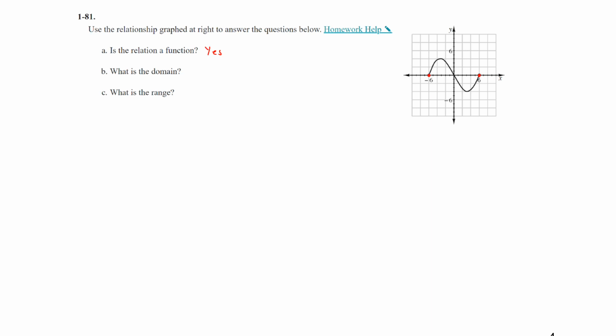And then what is the domain? Your domain is your x values. As you move across this graph, you start at -6, and you hit all these numbers until you get back to 6. So your domain represents all those numbers between -6 and 6. You can write it out that way. You can use words and say, the domain is all numbers between -6 and 6, including -6 and 6, because you have to include both of those.